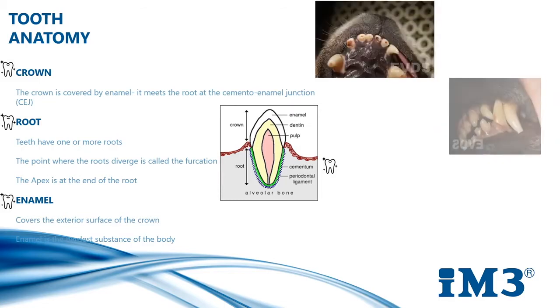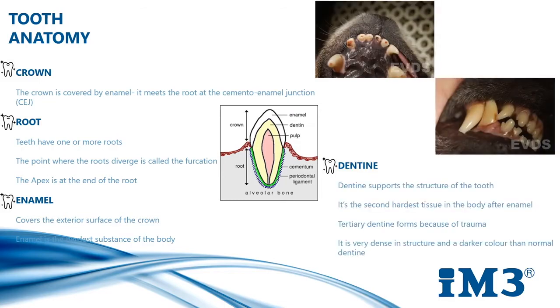Dentine supports the structure of the tooth. It's the second hardest tissue in the body after the enamel. As long as the pulp is alive, dentine is laid down in layers within the pulp cavity. Dead pulp will not do this, so damaged teeth will show an increasing difference of pulp chamber width on X-rays as the animal ages. Tertiary dentine forms because of trauma.